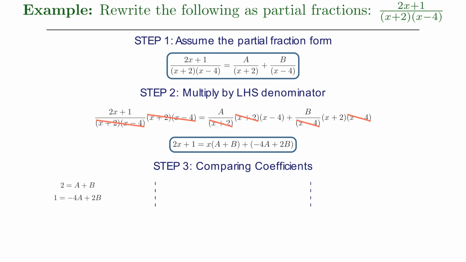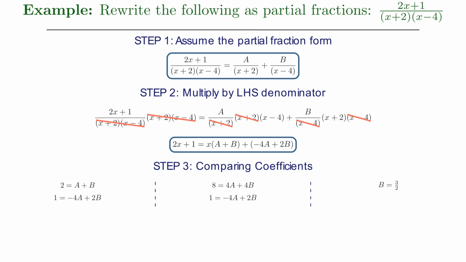So noting in the second equation we have 4A, and in the first equation we only have 1A. So I'm going to multiply the first equation by 4. This gives me 8 = 4A + 4B. And then leaving the second equation as it is, 1 = -4A + 2B. So from here, we've got 4A in the first equation, -4A in the second equation. So adding them together, we get 9 = 6B, which means that B is equal to 3 over 2.